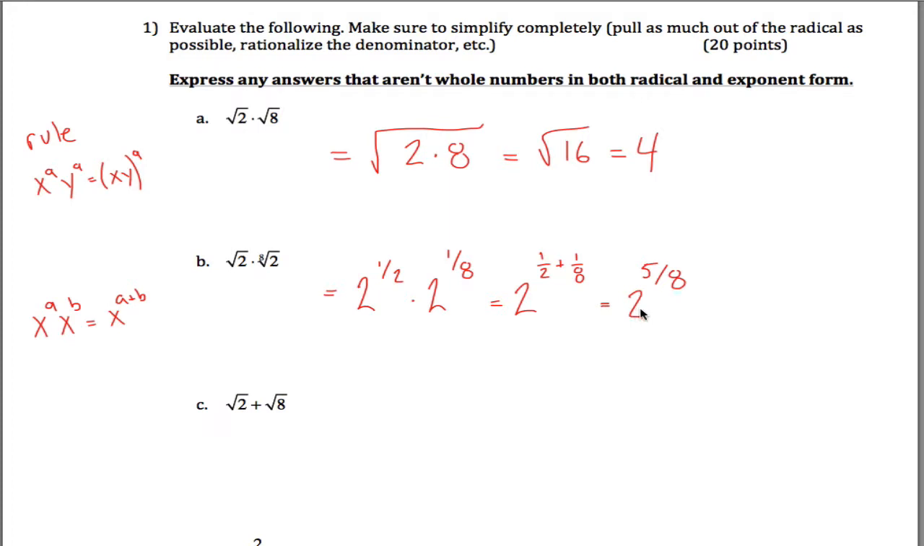So this is my answer in exponent form, but it also wants it in radical form. In radical form, I'd say it's the 8th root of 2 to the 5th power. Or if you prefer, that's the 8th root of 32. I don't care which of these two you give me. You can figure out 2 to the 5th is 32 if you want, but you don't have to.